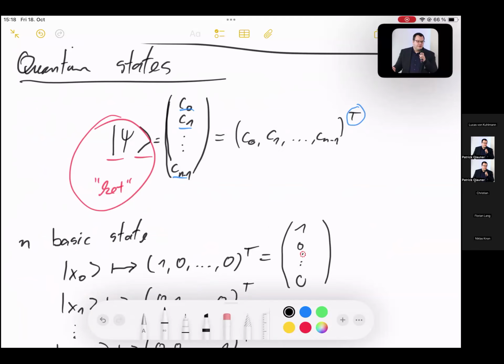So I'll just quickly revise what I said. We have these vectors of complex numbers that refer to a state. We've seen this concept before.